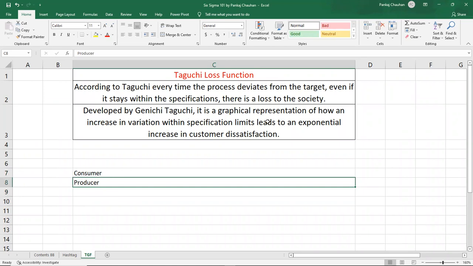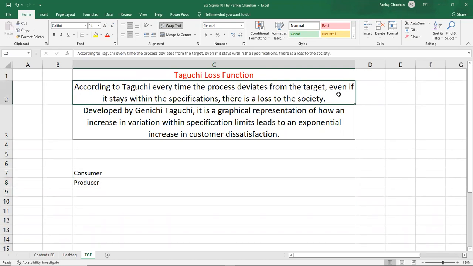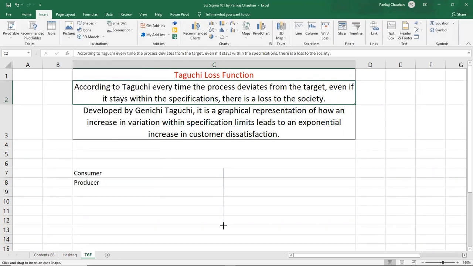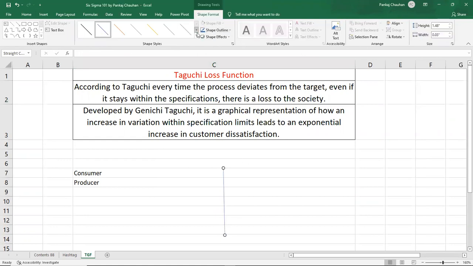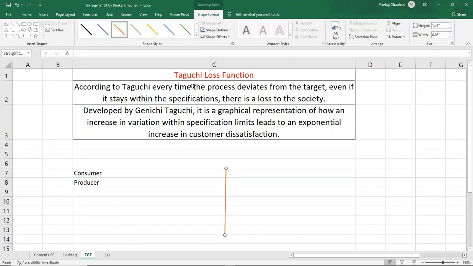It's a graphical presentation of how an increase in variation within the specification limit leads to an exponential increase in customer dissatisfaction, or basically in society. I'll show you with a graphical presentation the definition of deviating from the target. Suppose you have a target value which is like this here. Now you will have the specification. Though the process stays within the specification, every time it deviates from the target, there is a loss to society.